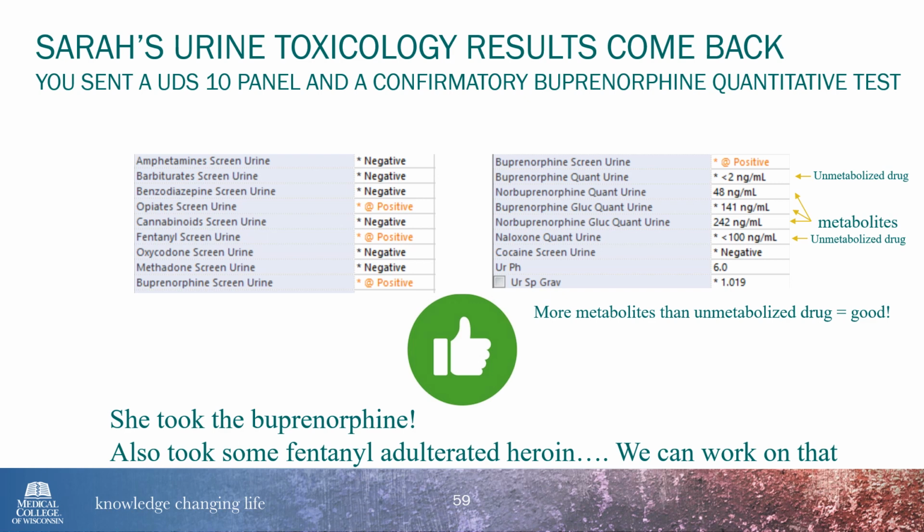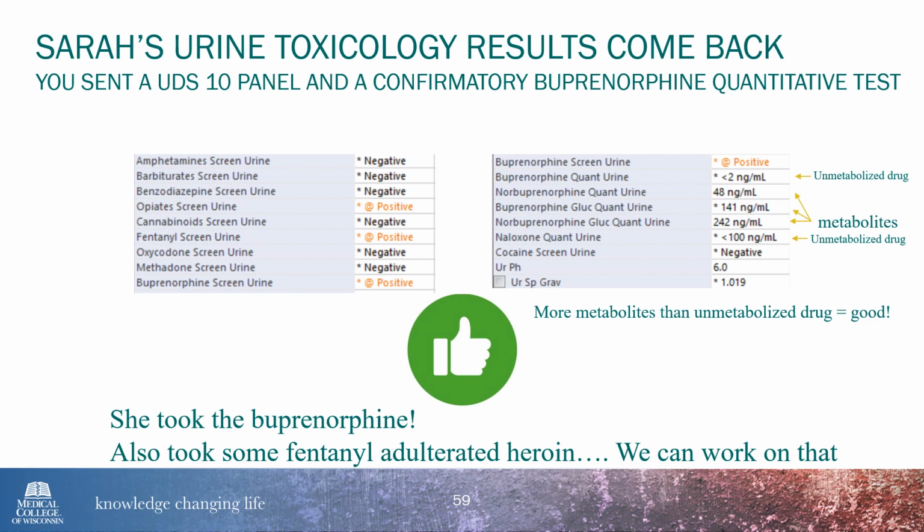norbuprenorphine and buprenorphine glucuronide. These are both metabolites of buprenorphine, and it has almost no unmetabolized drug in it. What does that tell me? Well, that tells me that this patient took buprenorphine and it's being metabolized in her system. The metabolites are higher than the unmetabolized drug. That's good news. She's been on the medication long term enough to build up significant stores of metabolites. So this is an example of a really positive drug screen.